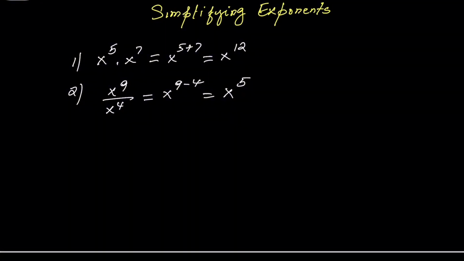Next, let's look at an exponent raised to another exponent. Suppose we have x cubed raised to the sixth power. Whenever you raise a power to another, you multiply the exponents. 3 times 6 is 18. So the answer is x raised to the 18th power.